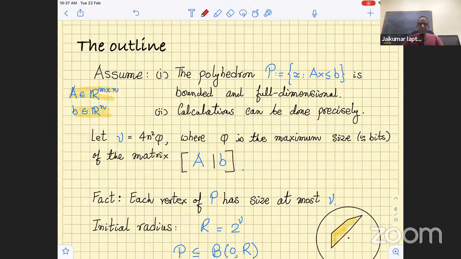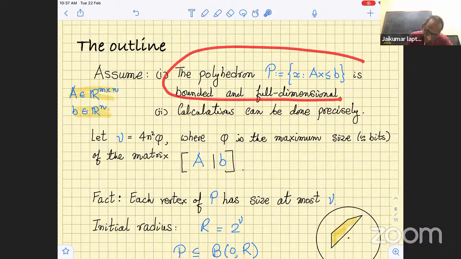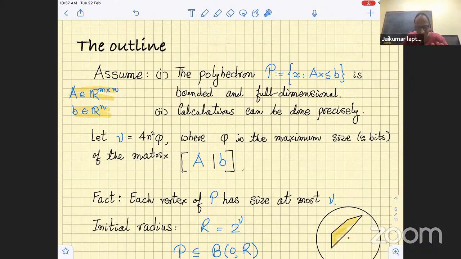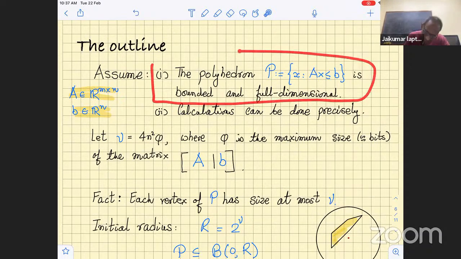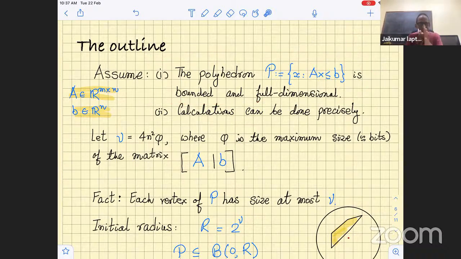So now, in the remaining 20 minutes, I want to tell you about the ellipsoid method and how it works. We are going to make some assumptions, and the assumption is that the polyhedron is full dimensional. It's not a very easy assumption. So the polyhedron is not sitting on any hyperplane. It is a full dimensional fat object. And any calculations that we are going to do, we can do precisely.